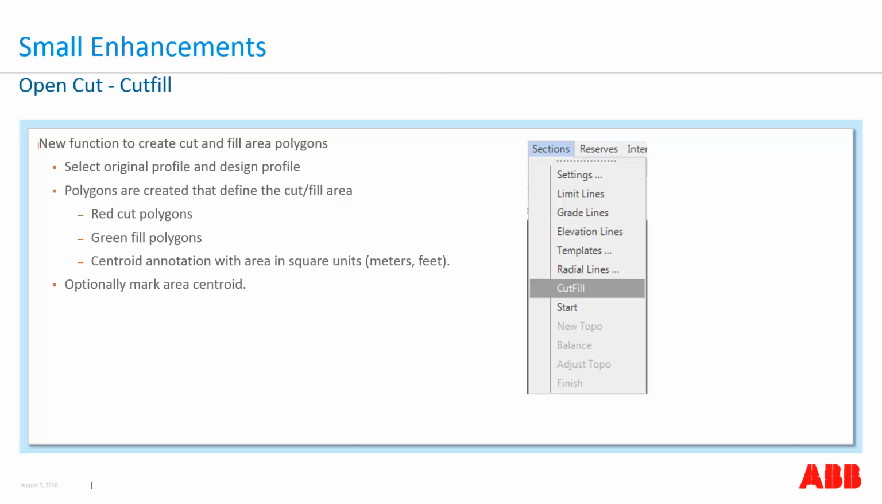Another small enhancement is the Open Cut cut and fill addition. You'll find this under the Open Cut Sections menu item. This function will create cut and fill area polygons through an intersecting profile line. The red cut polygons and green fill polygons are drawn, and the centroid annotation with area in square feet is drawn in CAD. The centroids are optional. You can choose to do that or not.